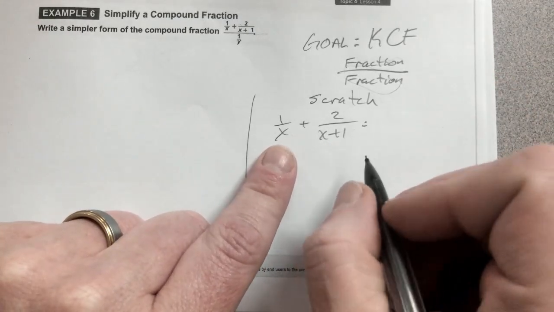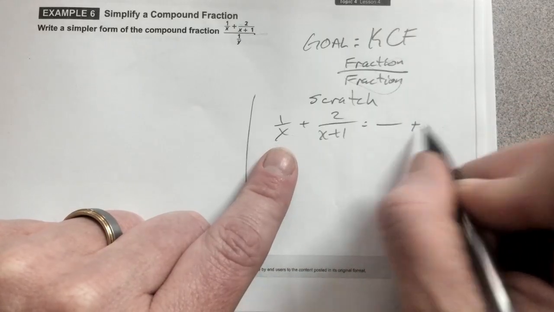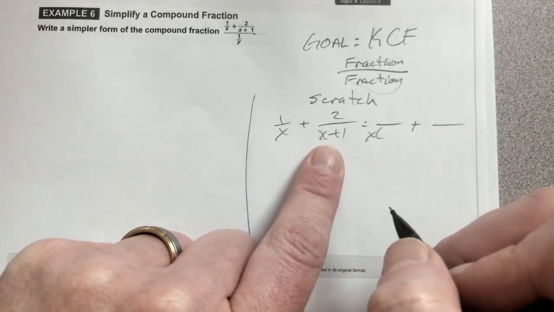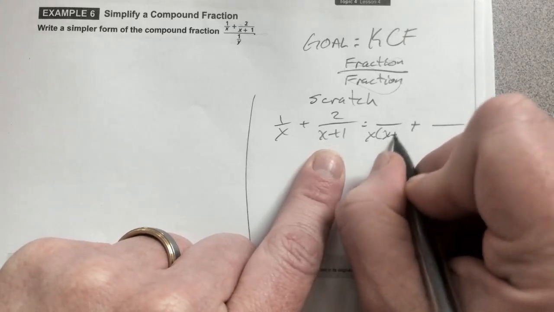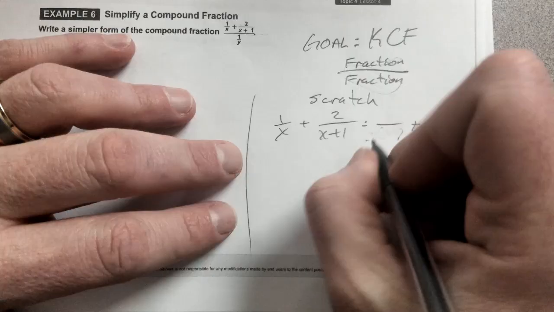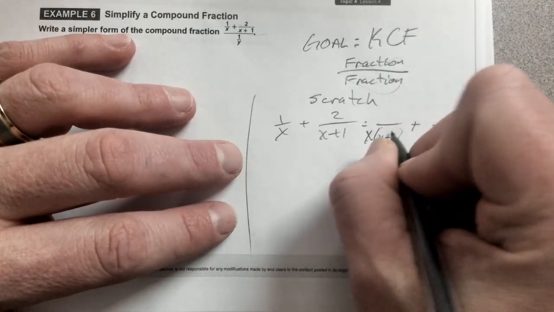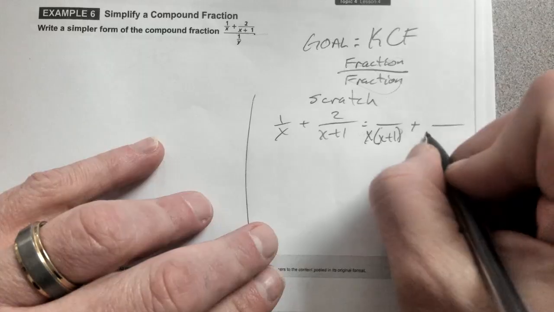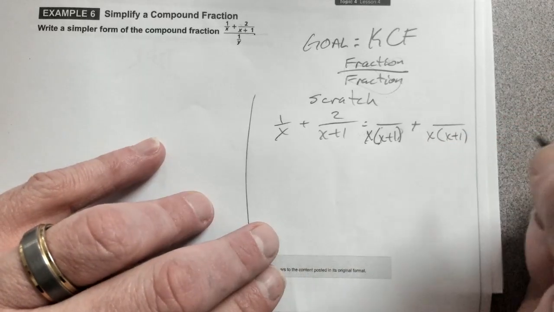Leave me alone. All right, my common denominator: x times x plus 1. Good. Those are my two factors. We have x times x plus 1.